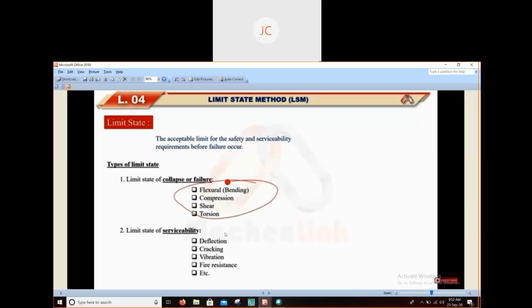Deflection, I think all of you know what deflection is. I hope I told you also. What is deflection? I think in the first or second class I told you what deflection is.